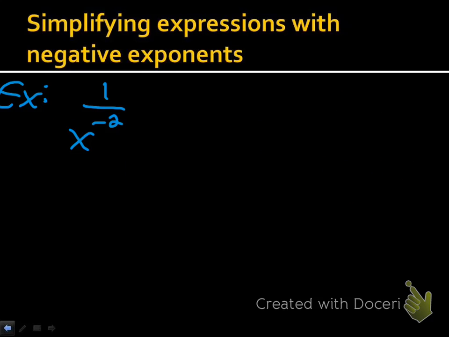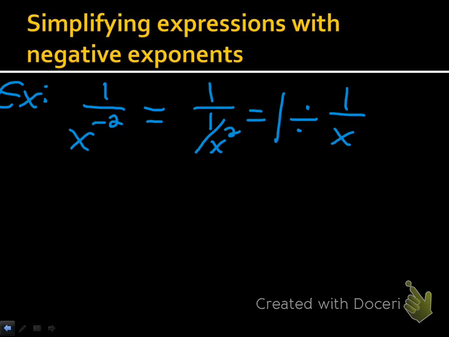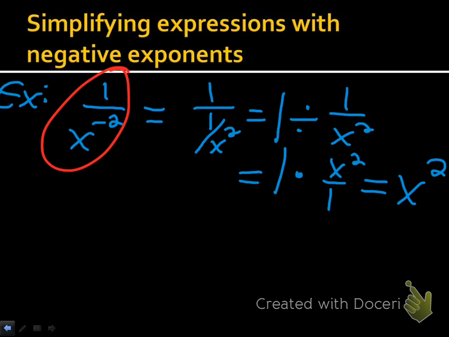Another kind of goofy example that arises from negative exponents is when we have something over a negative exponent. And this actually means the same thing as 1 over x to the negative 2, which I think we could write as 1 divided by 1 over x squared. And when we're dividing fractions, isn't that the same as multiplying by the reciprocal? So we could say this is actually 1 times x squared over 1, which simplifies to x squared. So 1 over x to the negative 2 is actually just x squared.